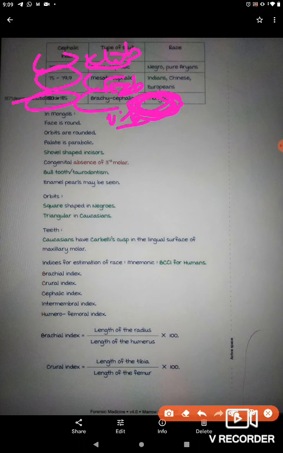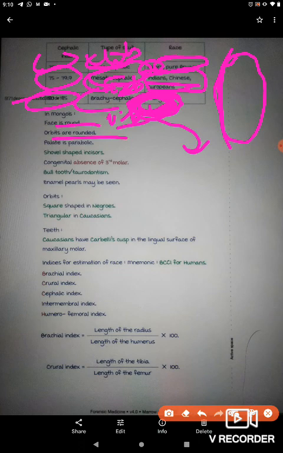So East Asians are brachycephalic. Negro and pure Aryans are dolichocephalic, with an elongated head. Indian, Chinese, and European, most of the population are mesaticephalic. In Mongols, everything is round: the face is round, the orbits are round, and the palate is parabolic. Their incisors are shovel shaped.